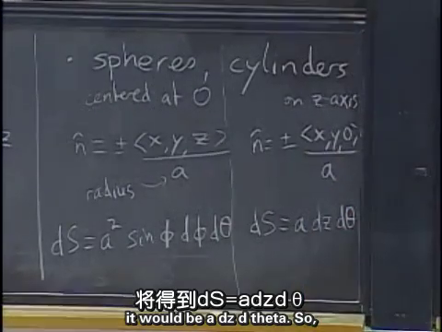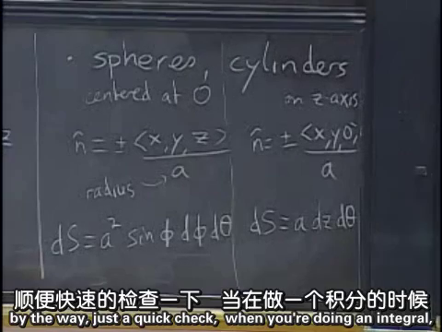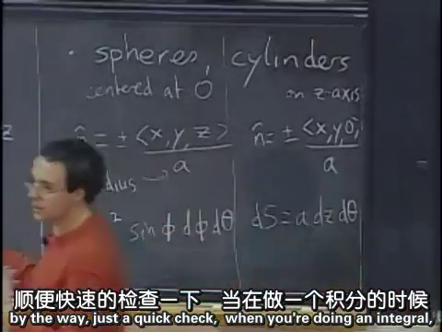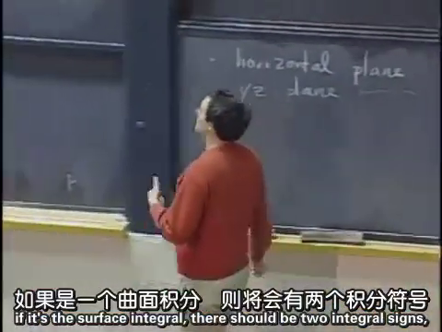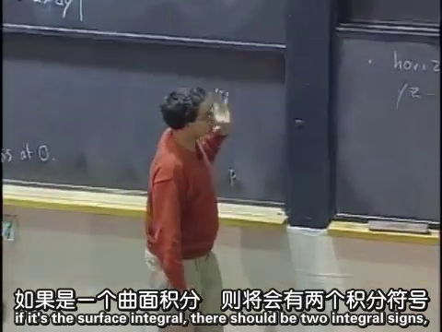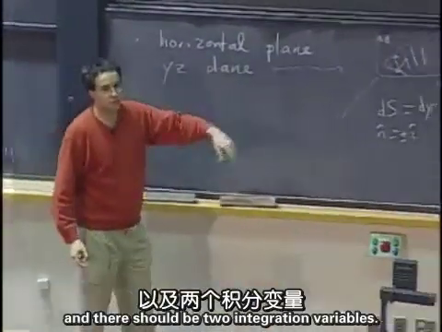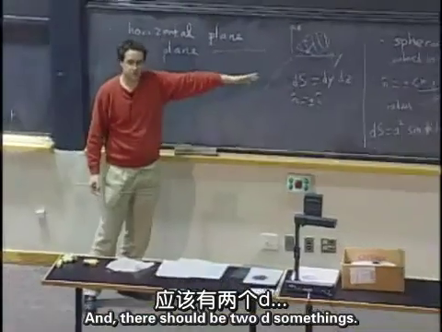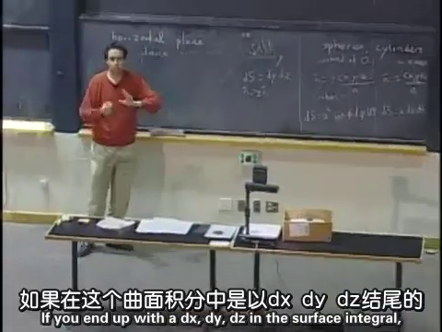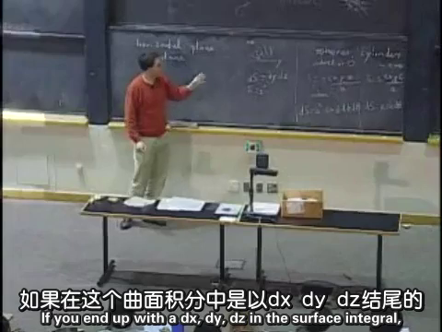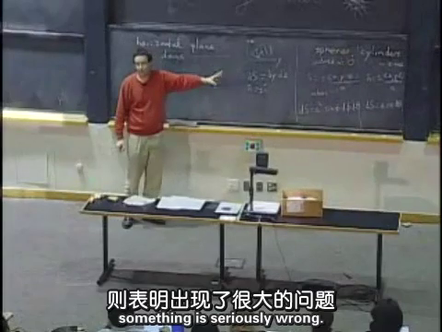By the way, just a quick sanity check. When you're doing a surface integral, there should be two integral signs, two integration variables, and two d somethings. If you end up with a dx dy dz in a surface integral, something is seriously wrong.